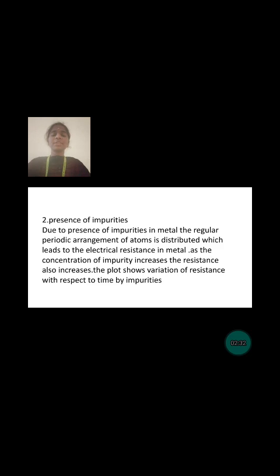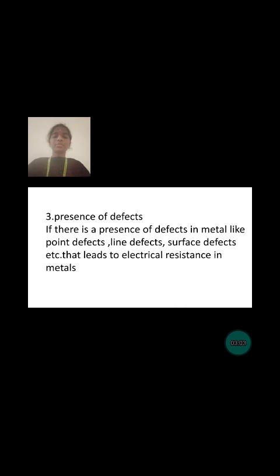Presence of impurities: due to the presence of impurities in a metal, the regular periodic arrangement of the atoms is disturbed, leading to electrical resistance in the metal. As the concentration of impurities increases, the resistance also increases. The plot shows the variation of resistance with respect to temperature and impurities. To observe this graph, there are pure, impure and more impure metals.